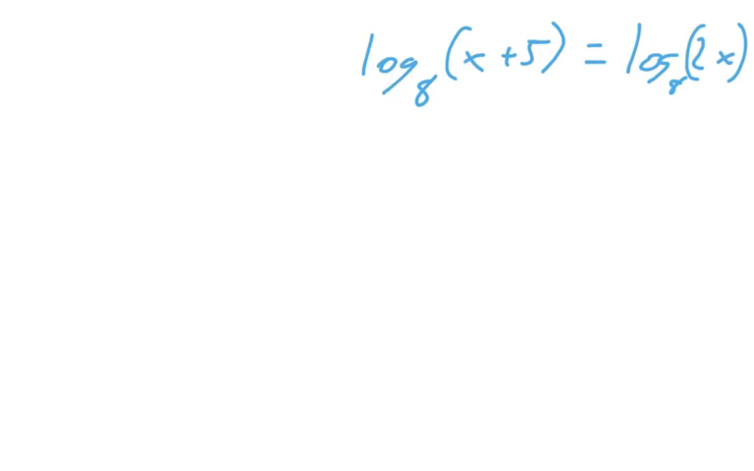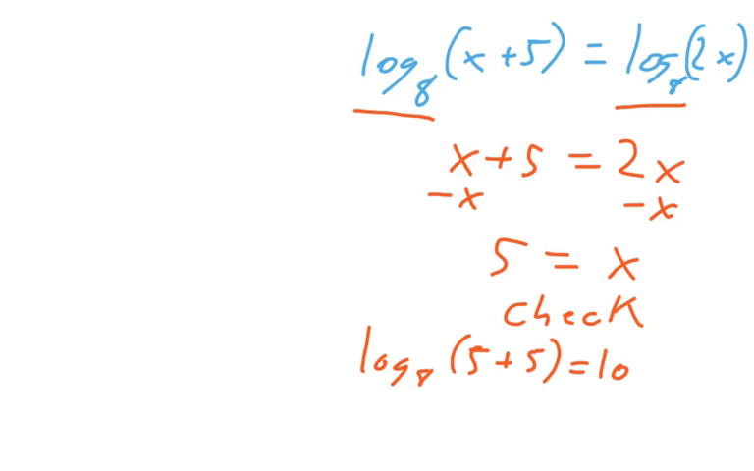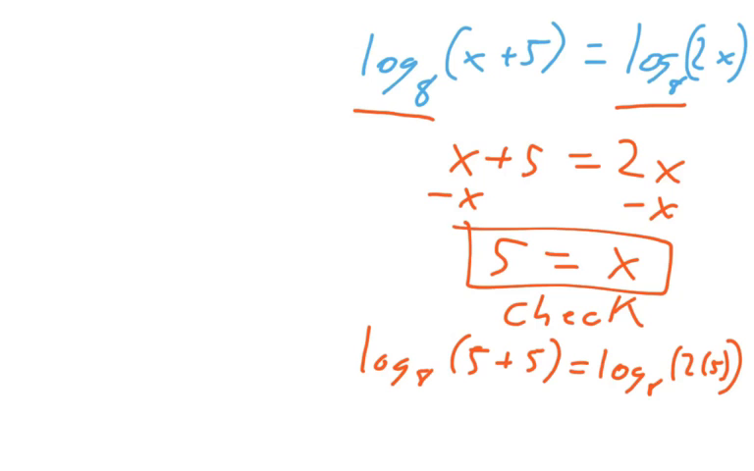So let's take a look at this one. They both have log base 8 at the very beginning, and it's the only log that they have. So I'm going to simply say that x plus 5 equals 2x. At this point I can just solve for x like I normally would. The one thing I would want to do is check my answer to make sure that both sides are not negative. 5 plus 5 is not negative. 2 times 5 is not negative. And so x equals 5 is our answer.